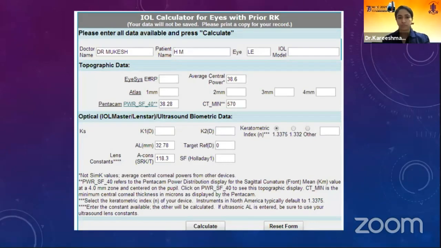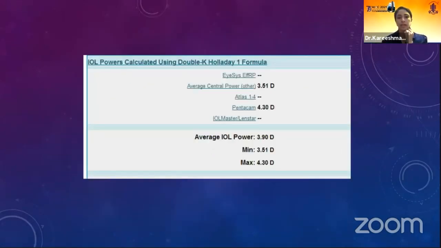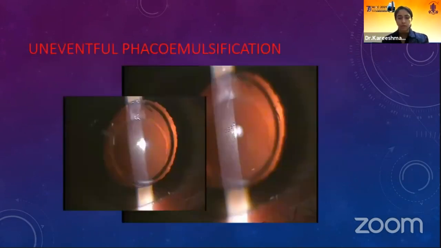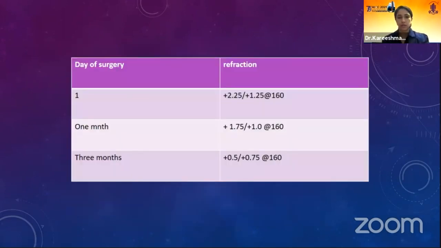So after feeding in that data of the topography and just the optical biometry data, we got an IOL power. It showed 3.9, which is rounded off to the closest figure of 4. And I like to calculate myopia, so I have put in an IOL power of 5. Uneventful phaco, but post-op totally surprised on the first day with plus 2.25. But please note it settles down at 1 month with 1.75 and 3 months later almost near emmetropia.